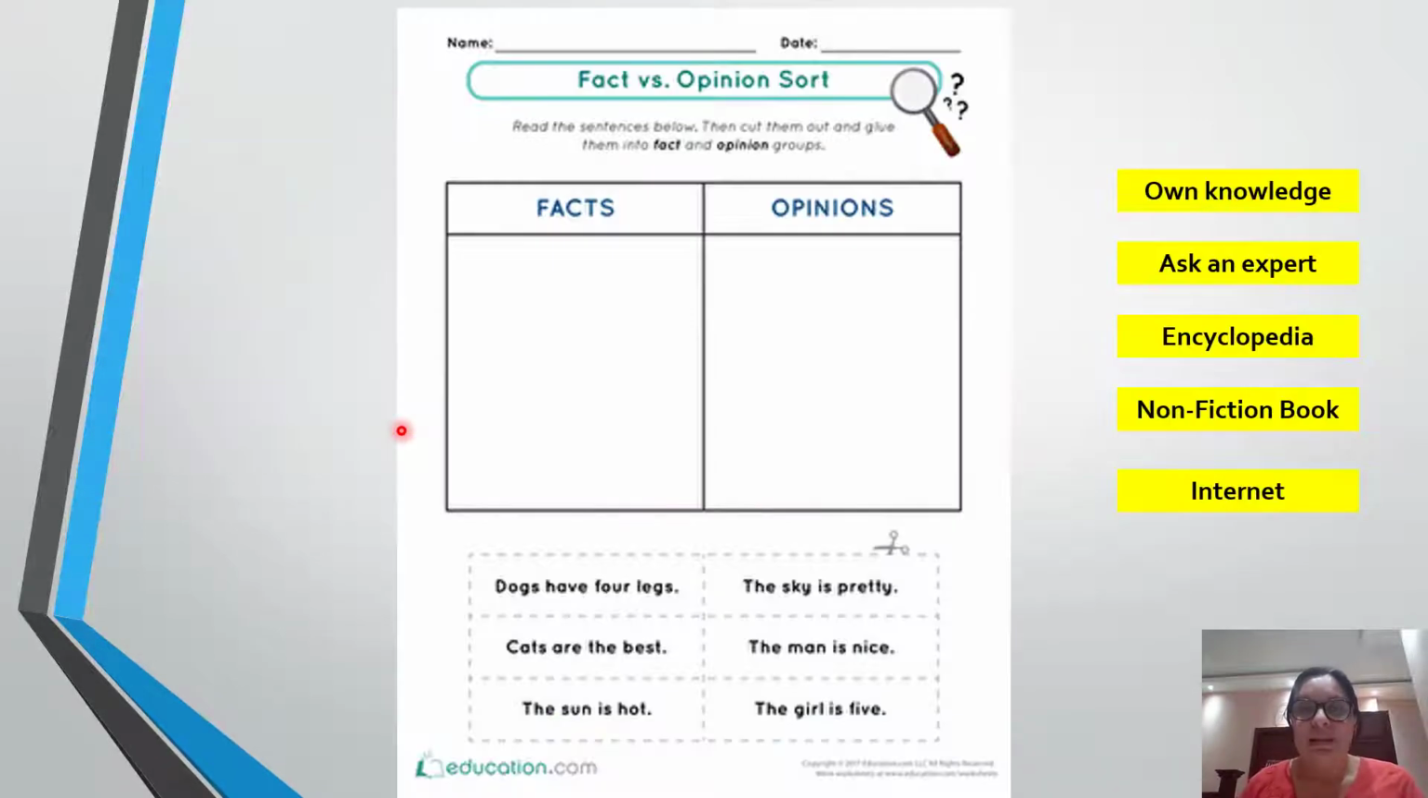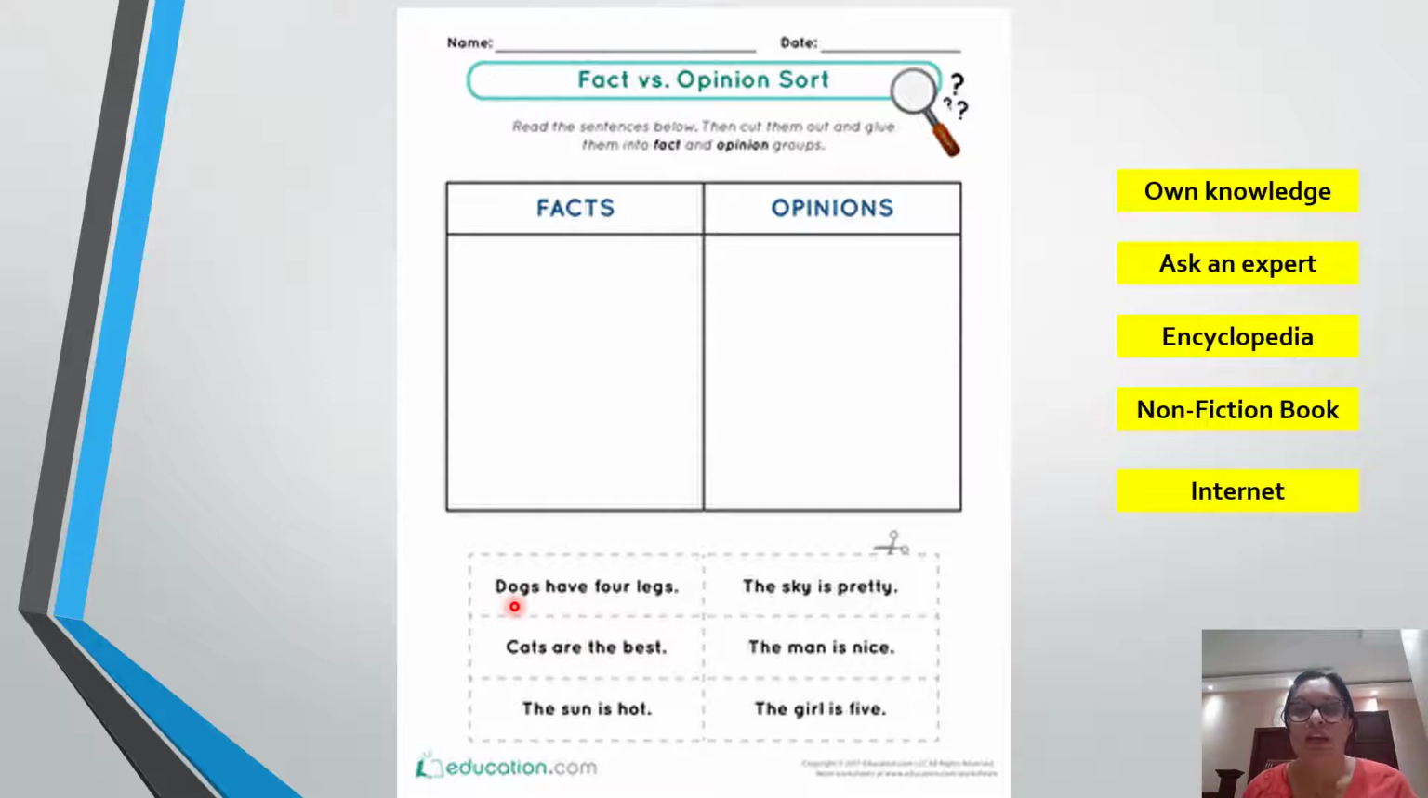So let's practice a little bit before going to the learning destination. Here we have facts and here we have opinions. And here we have some phrases that you have to categorize if they belong to facts or if they belong to opinions. And by here you have what you can use to prove if your fact is true or false. For example, you can prove using your own knowledge, what you know about the topic. Or you can prove if something is true or false asking an expert, or consulting an encyclopedia, or a non-fiction book, or the internet.